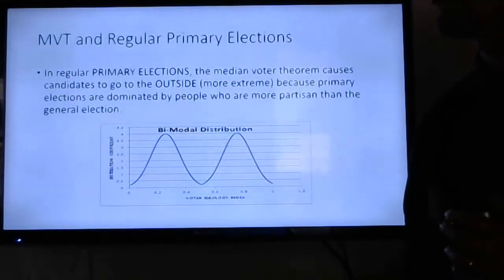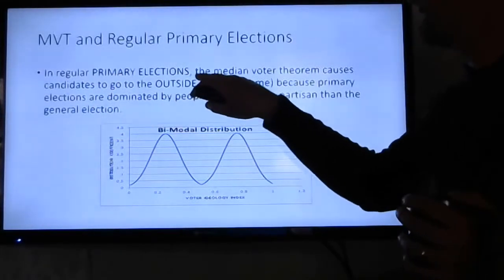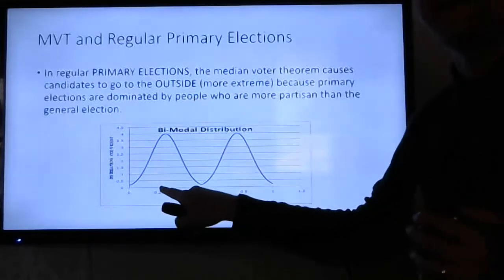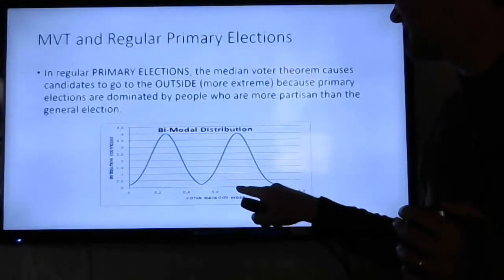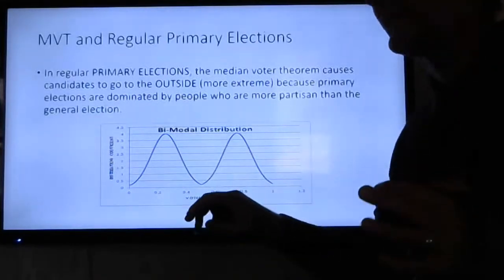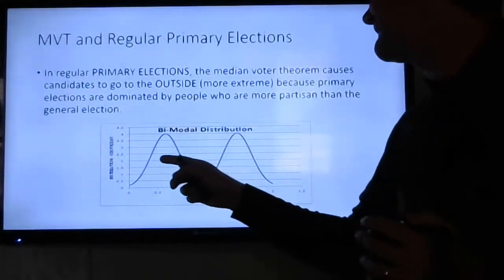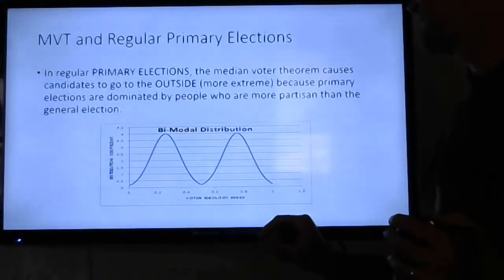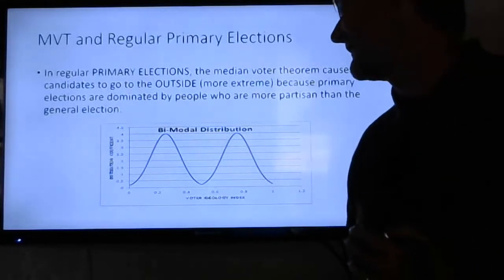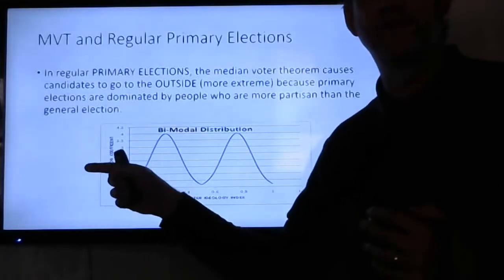The median voter theorem in a primary election, right? So remember, in regular primary elections, they're run by the parties. You have two. You have here's Clinton versus Sanders. Here is Trump versus all those other guys, right? So it's two different elections, actually. It causes candidates to go to the outside, to become more extreme, okay? Because primary elections are dominated by people who are more partisan than the general election. So people talked about this, Hillary Clinton going out to the left.